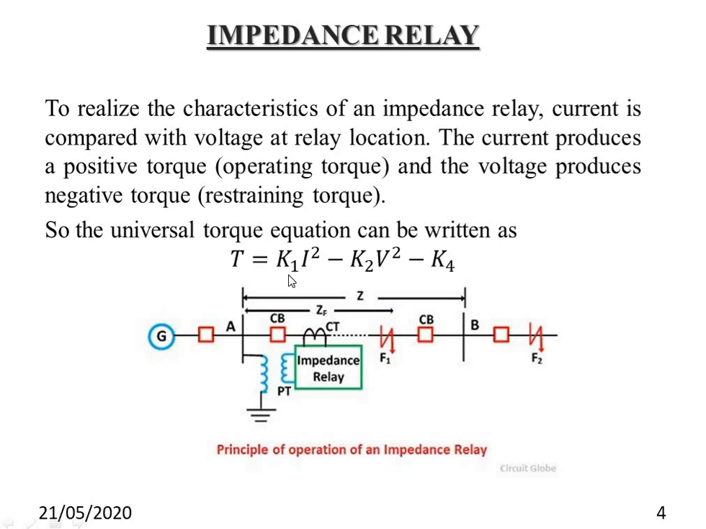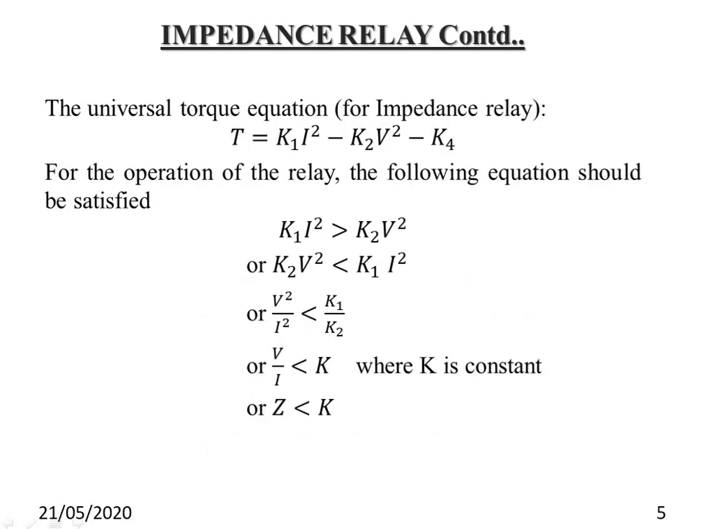And K4 is always a spring torque. This torque is always in the restraining direction, and as it is a constant, we can omit it for the calculation also. Now what is the calculation? From the universal torque equation we know T equals K1 I square minus K2 V square minus K4. The relay will operate if the operating torque is greater than the restraining torque.